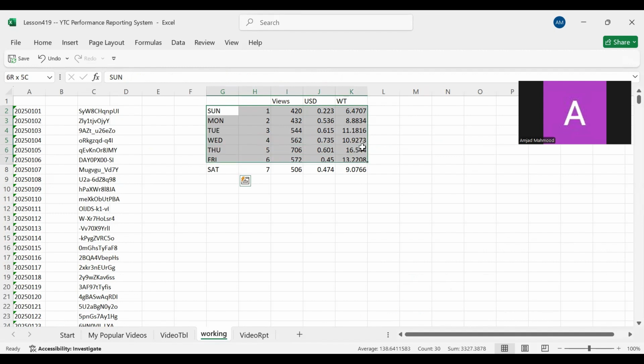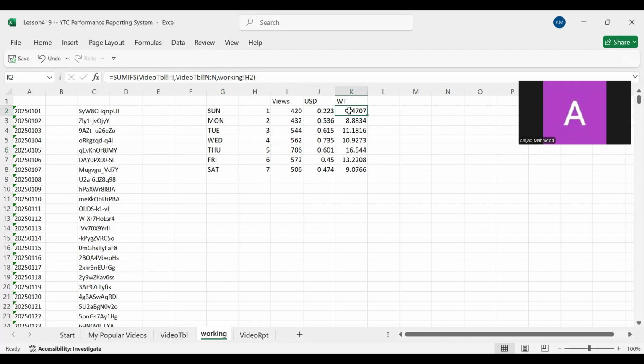to tell you which day of the week has how many views, US dollars and watch time, right? So as you can see, the highest is here. That is Thursday. Thursday has the highest views. It's a great difference, 706, whereas all the other days of the week are not higher than Thursday with respect to views.